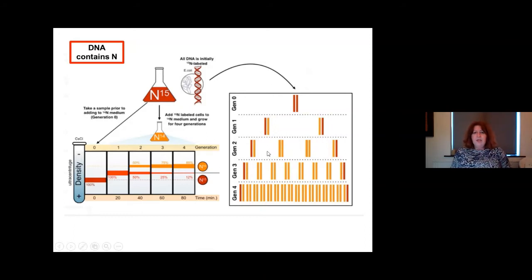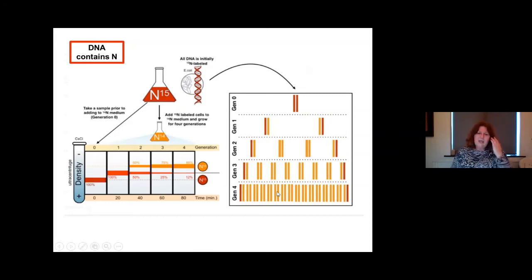And then you let it grow again into generation 2, and you can see that the intermediate form is still there. You've still got, just like you did in generation 1, an intermediate form, but you now have bands of purely nitrogen 14, and then you let those go again, and so you see every one of these strands in generation 2 is used as a template with nitrogen 14, light nitrogen, and you can see the results there.